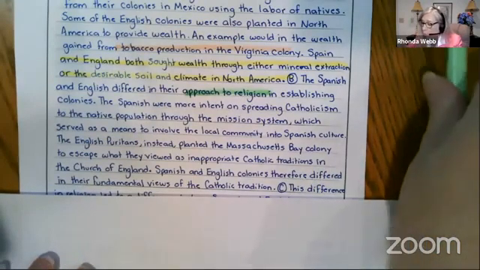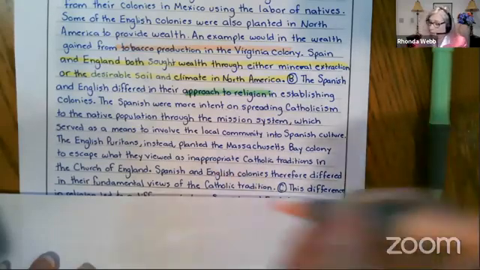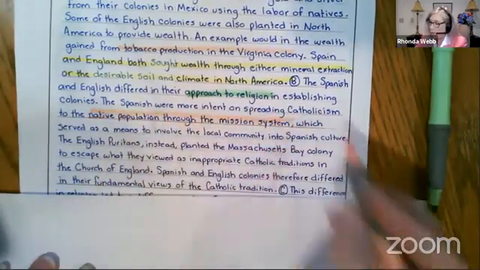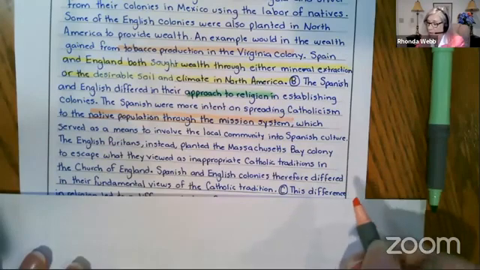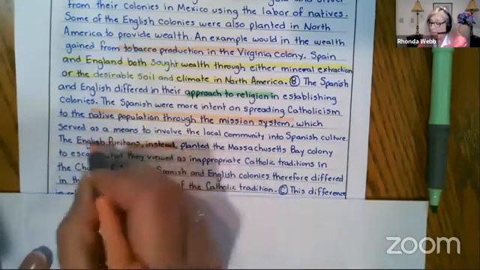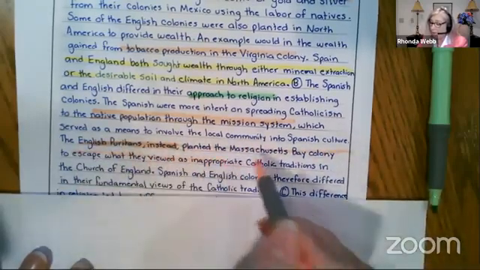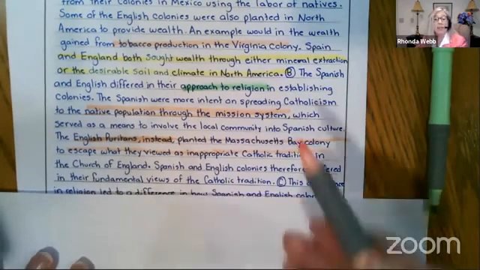The Spanish were more intent on spreading Catholicism to the native population through the mission system. So they're going to try to use the mission system to convert natives, which served as a means to involve the local community into Spanish culture. The English Puritans instead, right? So I'm saying that the Puritans planted Massachusetts Bay to escape what they viewed as inappropriate Catholic traditions in the Church of England. So this is how they're different.